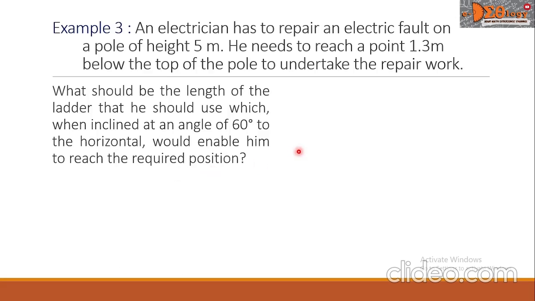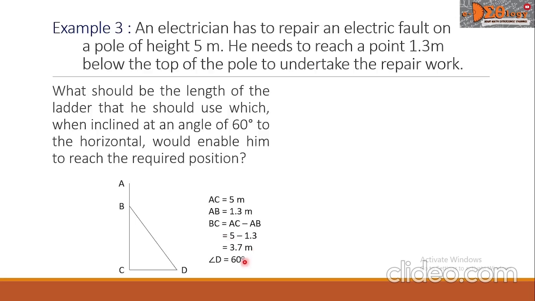To understand this problem, let us use this diagram. The AC is equal to the 5 meters. That is the height of the pole. Next is the AB. This is the 1.3 meter. Then the BC is AC minus AB, and that will be 5 minus 1.3. That is 3.7 meters. The angle D, which is 60 degrees, is given. Now, BD is the length of the ladder, and that is what we want to know.